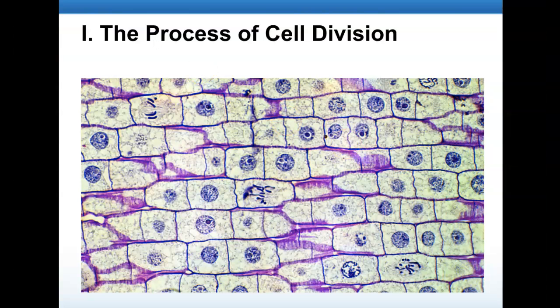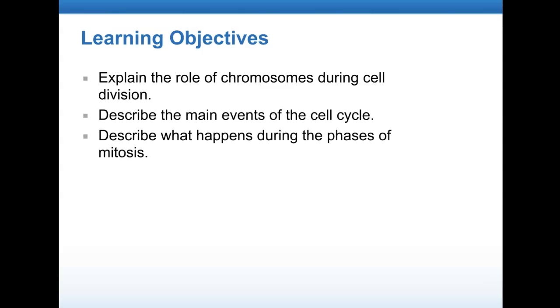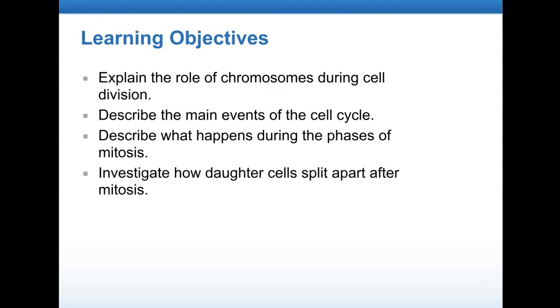The process of cell division. Learning objectives. Explain the role of chromosomes during cell division. Describe the main events of the cell cycle. Describe what happens during the phases of mitosis. And investigate how daughter cells split apart after mitosis.